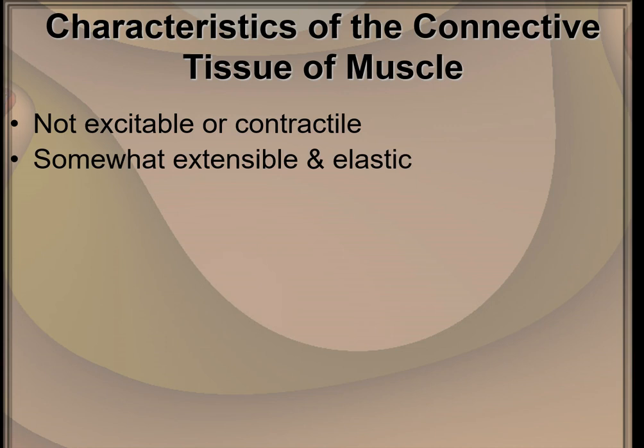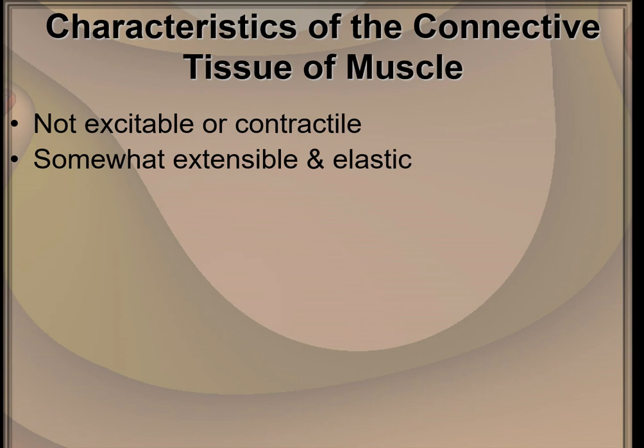However, they are somewhat extensible and somewhat elastic. Okay? So they do have the ability to be stretched, which is good. If you put a substance around the muscle, a connective tissue, and it wasn't able to be stretched, well, the muscle underneath it would then be limited on how it could be stretched. So they both can be stretched, they're both extensible, and they're both elastic, so they recoil back.